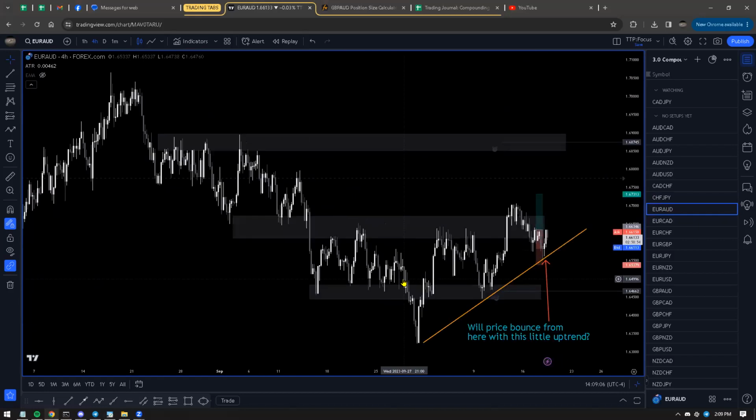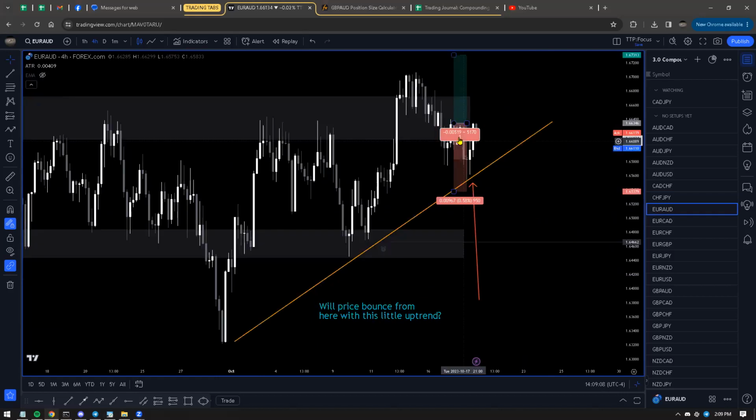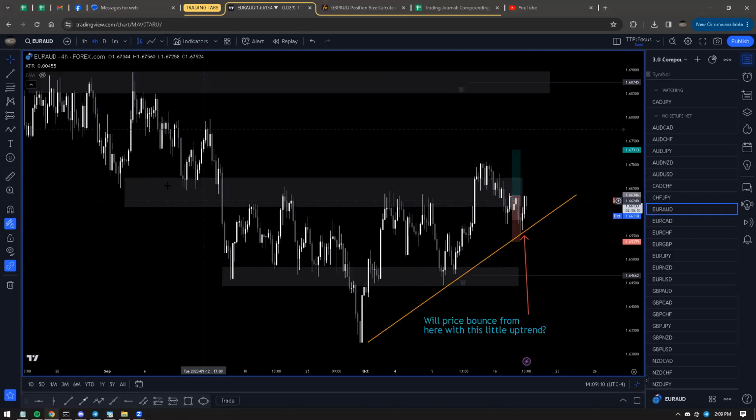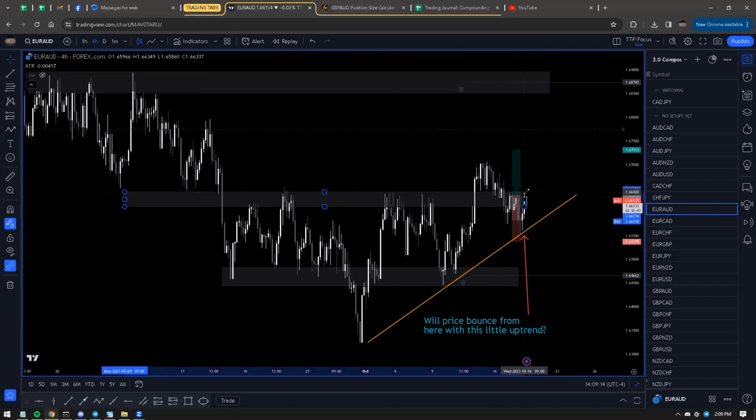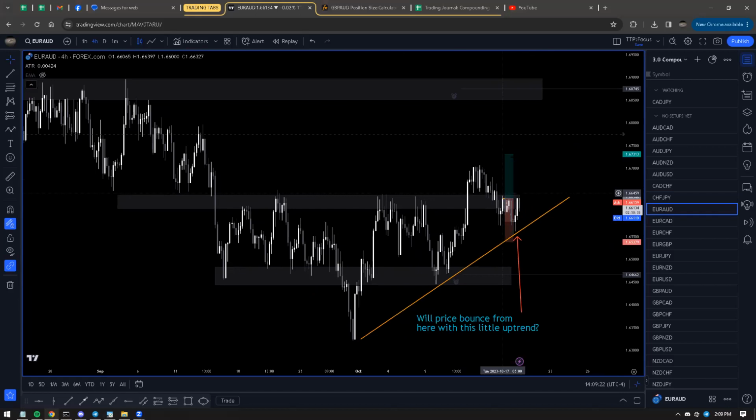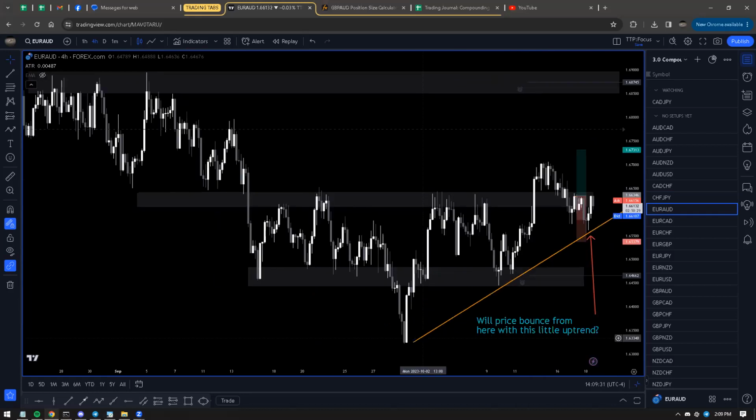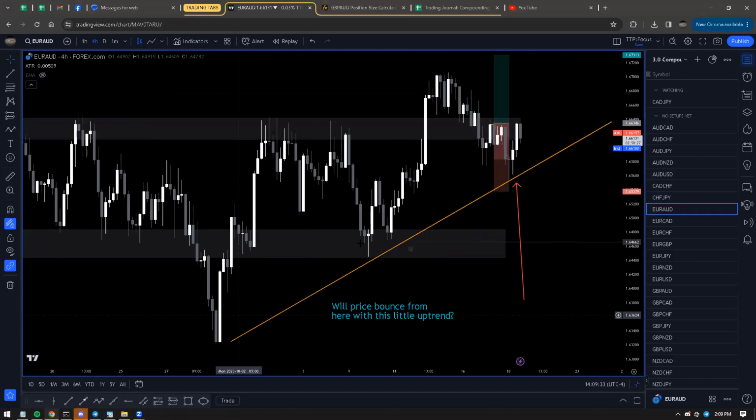Euro AUD. I was in this trade earlier, taking off just, it had bounced up. I was looking at something like, okay, a break and retest, you had wick rejections and a strong bullish candle. And then I was expecting price to go up, and it didn't. It slowly turned around on me. I ended up closing out early, and then price came down here, and I wrote this. It was like, will price bounce here from this little uptrend that it's created?